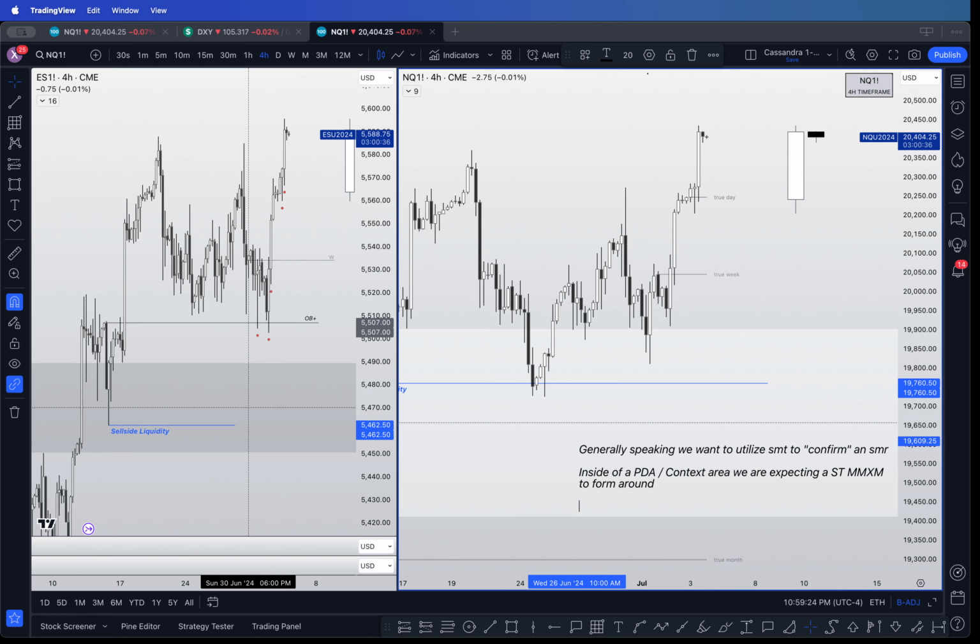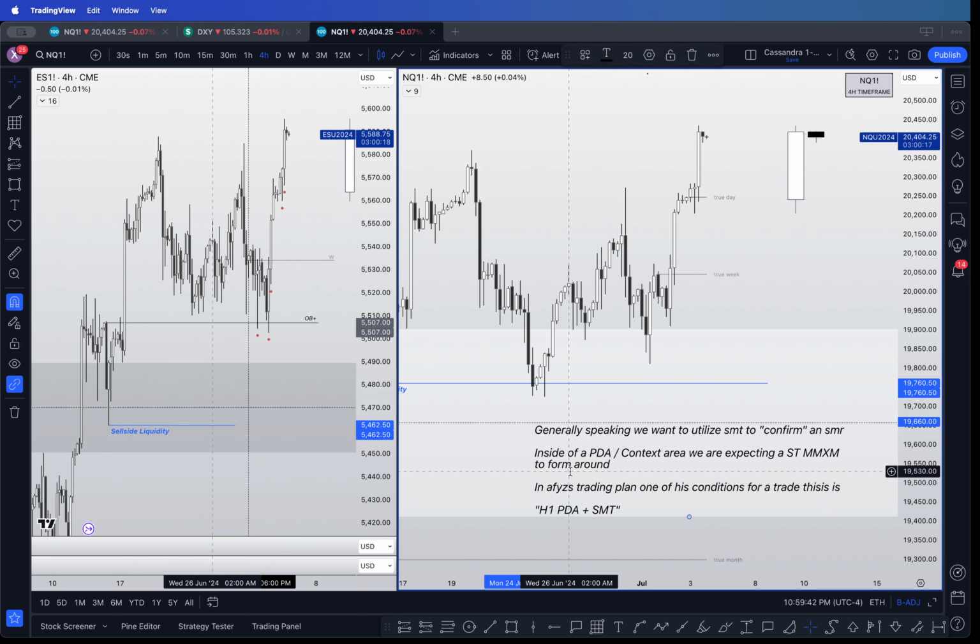Which is why you'll notice in Hafiz's trading plan, one of his conditions for a trade is, right, H1 PD array plus SMT. Now that's combining the idea that we talked about in the market cycles lecture, that I will be able to confirm that I am trading alongside the distribution of my market maker model when I see my context area and my SMT. So no SMT, no trade. No hourly context area, no trade.